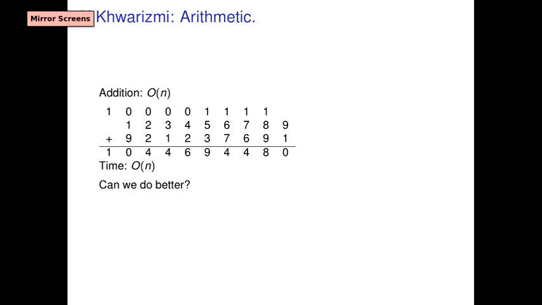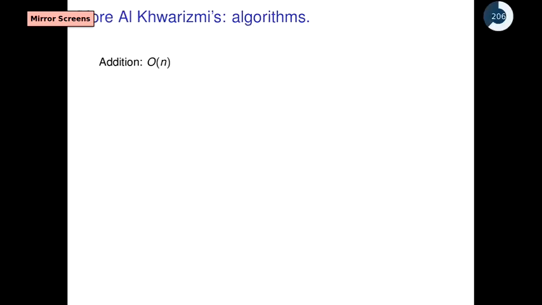Okay, so you probably can't do better than this, right? You can't do better than this. So this is sort of optimal in a sense, right? If you want to write out the whole number, it takes order n time.